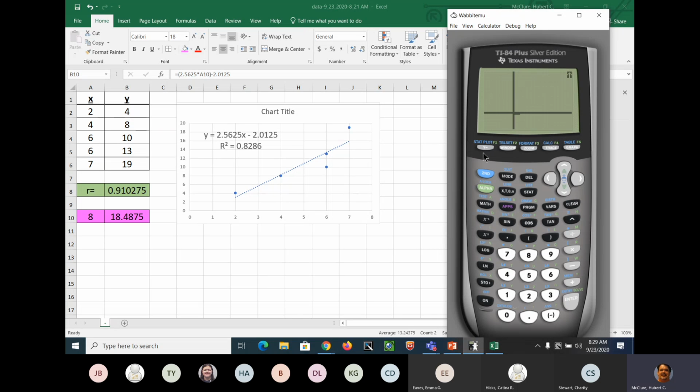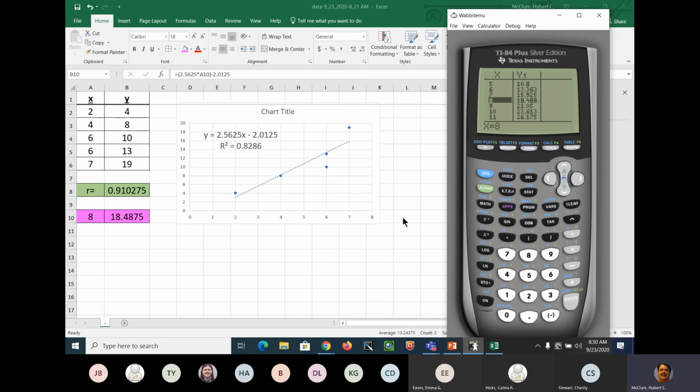And we also need to put our stat plot on. So second, stat plot, on, and it's already defaulted L1, L2, hit graph. And you don't see any of it. Well, you need to hit zoom, zoom 9. And there are your points. And now you can go to second table and go down to 8. 8 should give you 18.488. Look there, 18.488. It's a miracle.